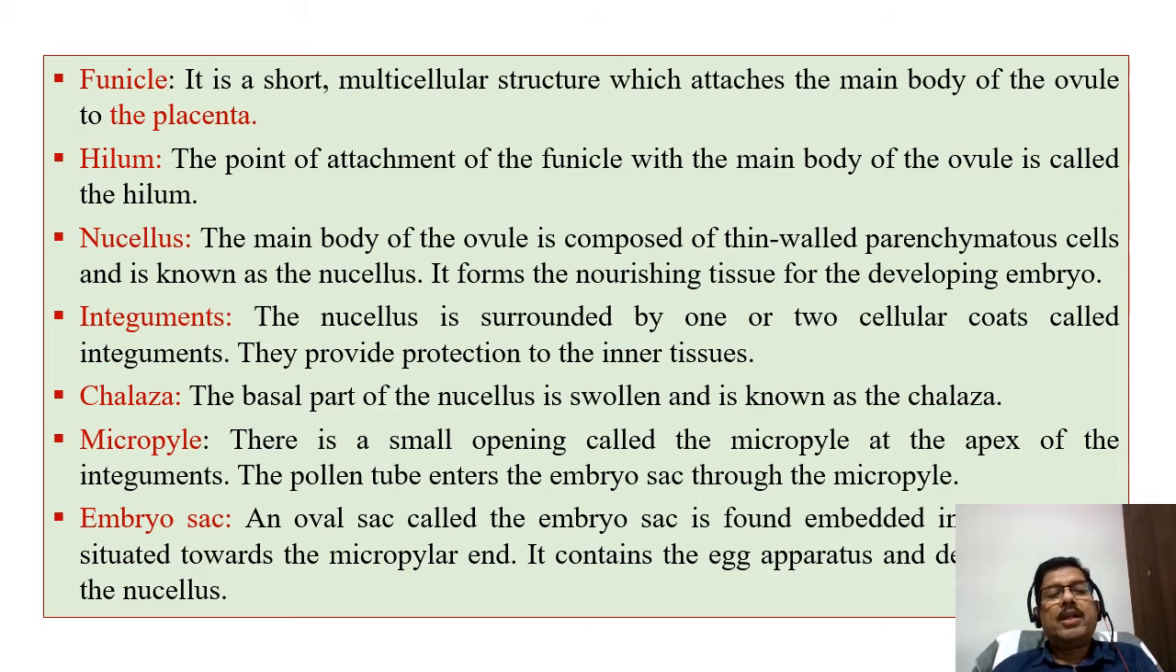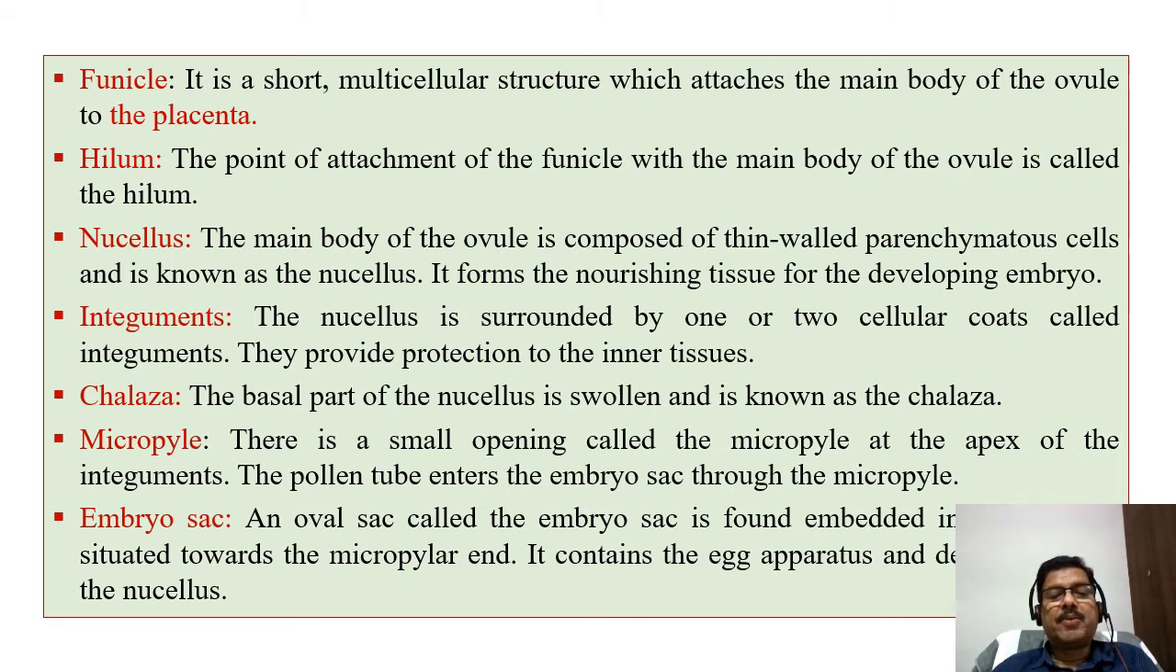The funicle is a short multicellular structure which attaches the main body of the ovule to the placenta. Hilum is the point of attachment of the funicle with the main body of the ovule. Nucellus is the main body of the ovule, composed of thin-walled parenchymatous cells. It forms the nourishing tissue for the developing embryo.